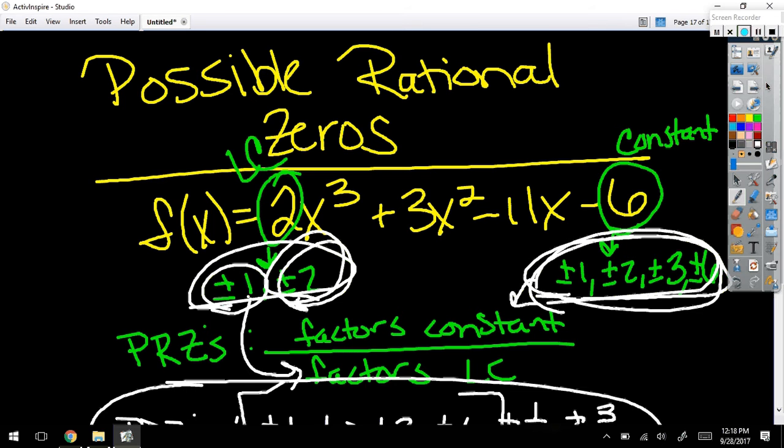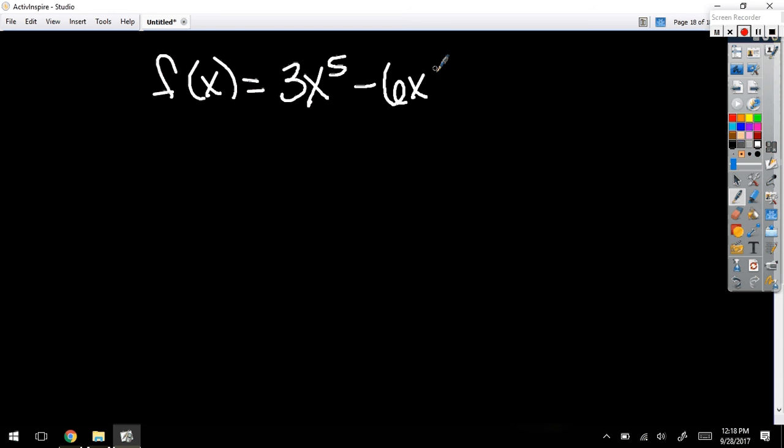Okay. Let's look at another one and see if you can do it, because this is really the only new stuff, but we're going to have to apply everything we've learned. Let's say my polynomial was 3x to the 5th minus 6x cubed plus 2x minus 4. No, not right now. Eventually you will, but when you're finding PRZs, no. PRZs only deal with the constant and the leading coefficient.